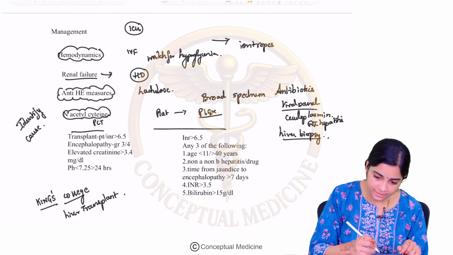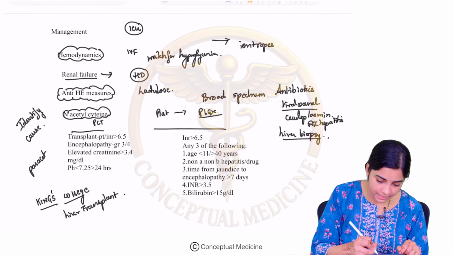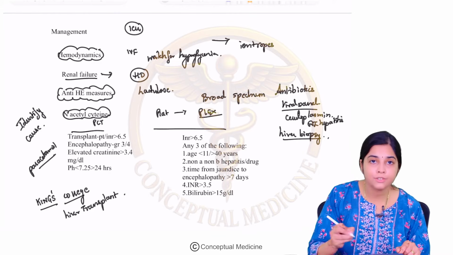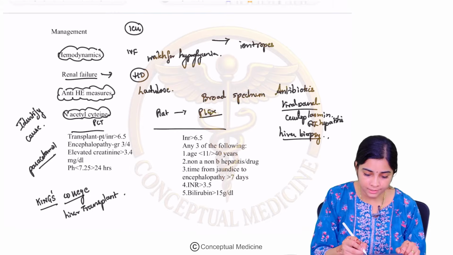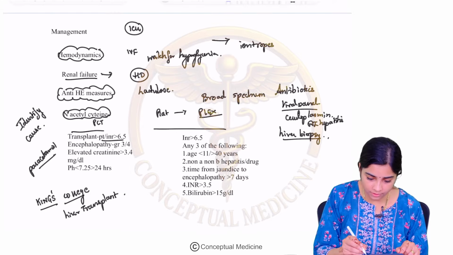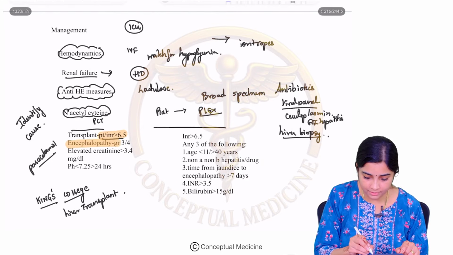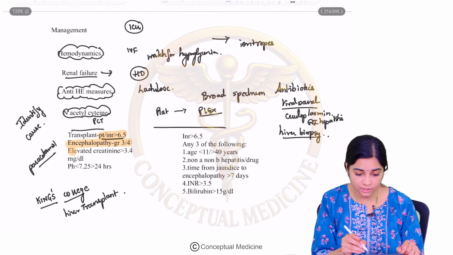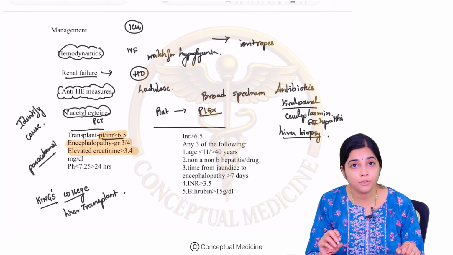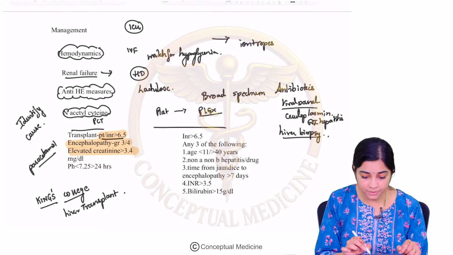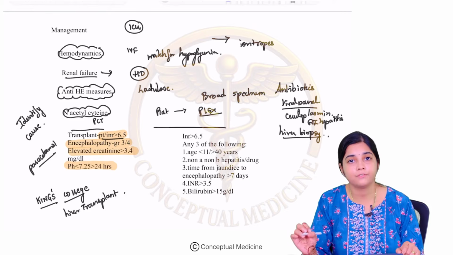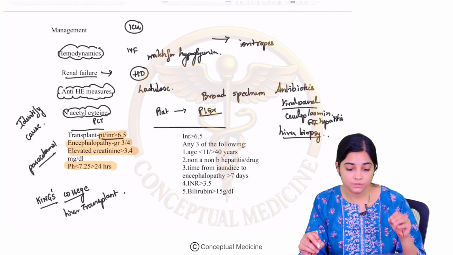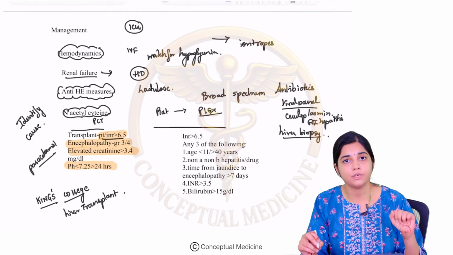So in paracetamol poisoning, when do you refer the patient for liver transplant? If the PT-INR is more than 6.5, if there is a hepatic encephalopathy of grade 3 or 4, elevated creatinine more than 3.4 mg per deciliter, or the pH has been less than 7.25 for more than a day. So then you preemptively refer the patient for transplant.